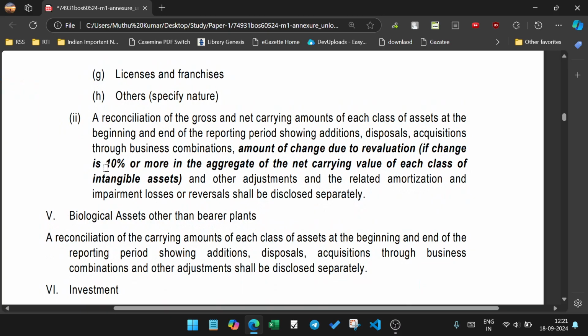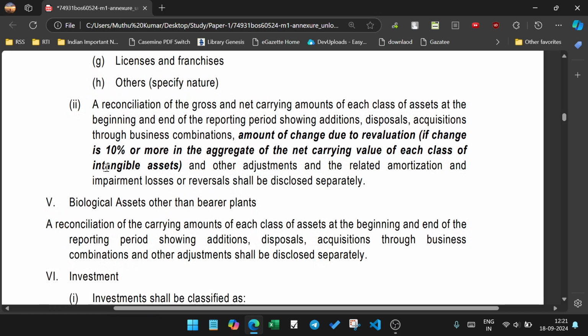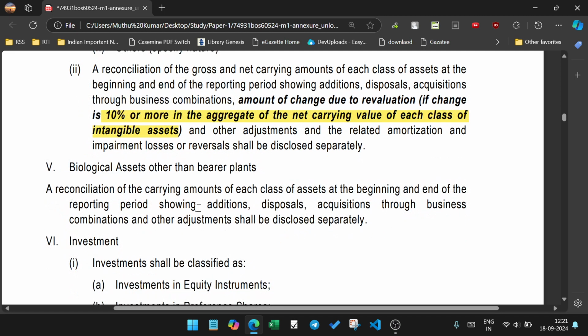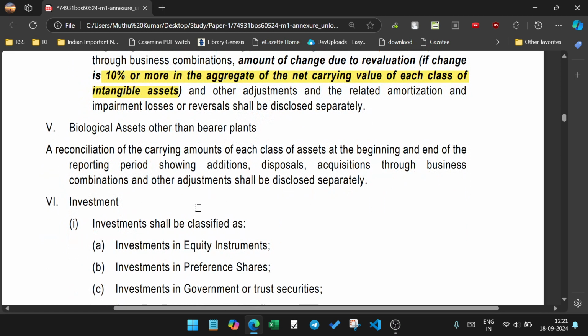Reconciliation of the gross and net carrying amount of each class of asset at the beginning and end of the reporting period shows additions, disposals, acquisitions through business combinations, and the amount of change due to revaluation. If the change is 10 percent or more in aggregate of the net carrying value of each class of intangible asset, the other adjustments and the relevant amortization, impairment loss, or reversal shall be disclosed separately.